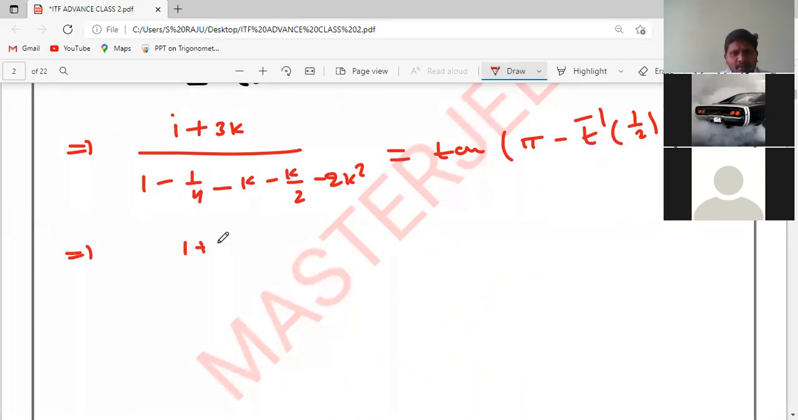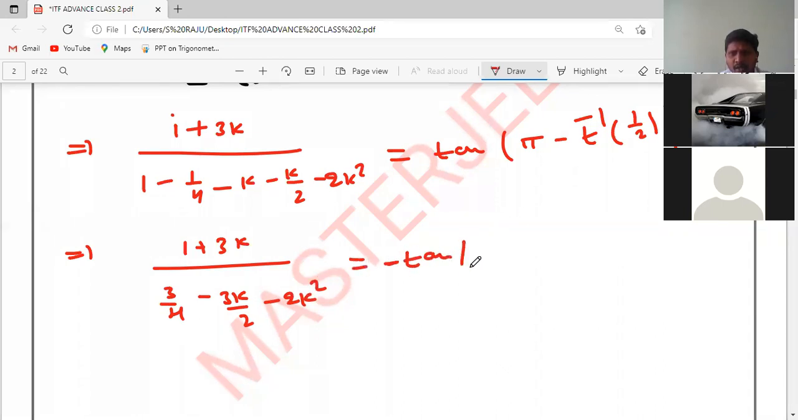Yeah, 1 plus 3k. Then what about the denominator here? 1 minus 1 by 4 is 3 by 4. You can take the LCM as 4 in the denominator. It is better to write one more step so you can easily understand that. So clearly here, 3 by 4 minus 3k by 2 minus 2k square. Am I right?